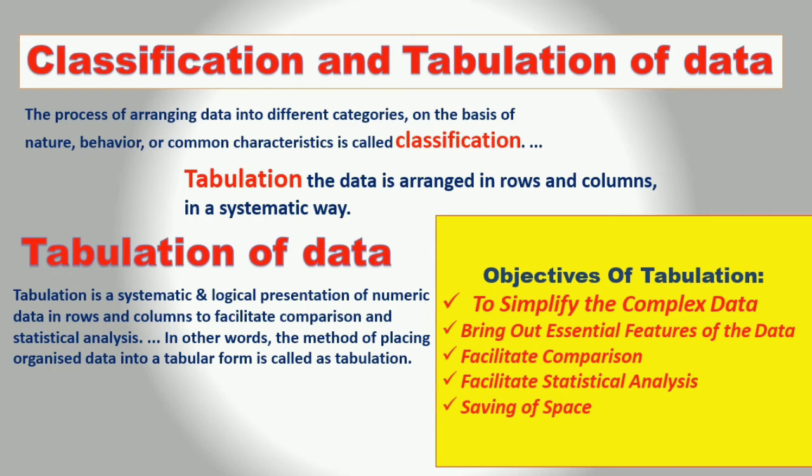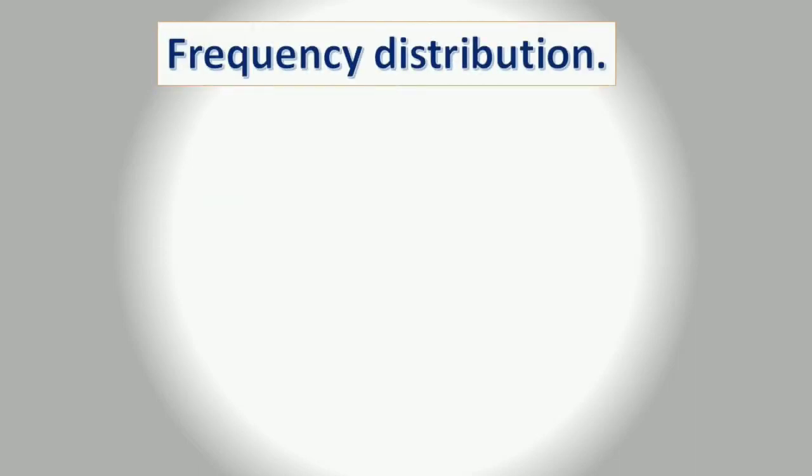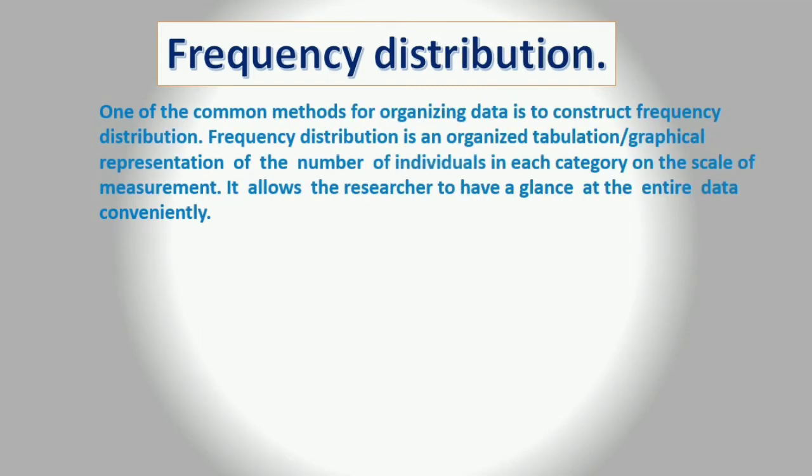Now next, we come to the frequency distribution of statistics. The frequency distribution is the next step after the completion of data collection. It is to organize the data in a meaningful form so that a trend, if any, emerging out of the data can be seen easily. One of the common methods of organizing data is to construct a frequency distribution.